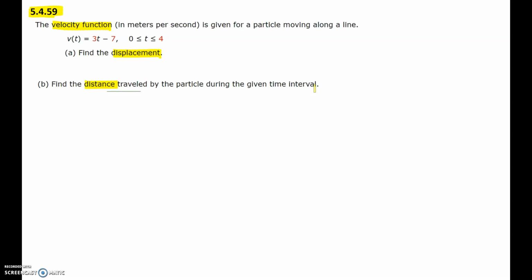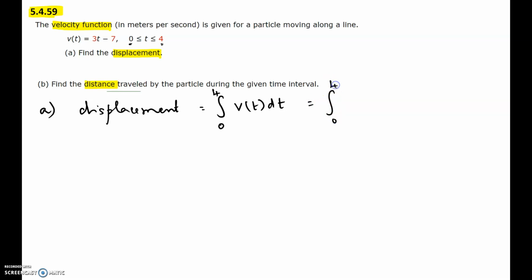So let's start with the first part, which is finding the displacement. Displacement is the integral of the velocity in the given time interval, which is in this case 0 to 4. Lower limit is 0, upper limit is 4. So it is the integral from 0 to 4 of the velocity, which is 3t minus 7, dt. So now let's integrate this.